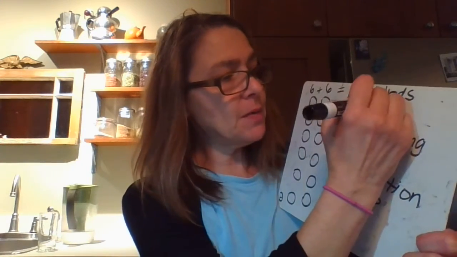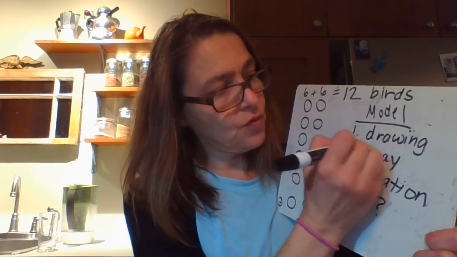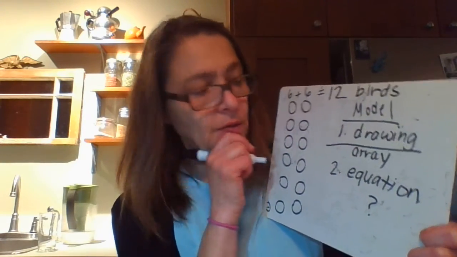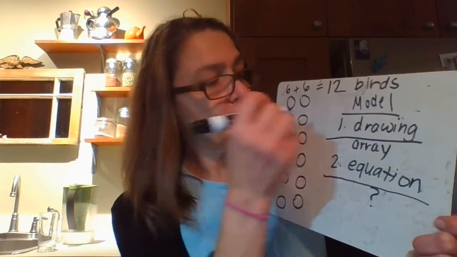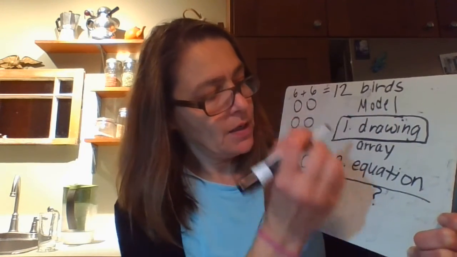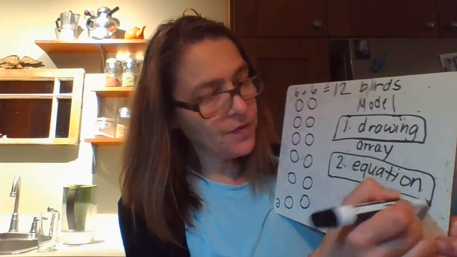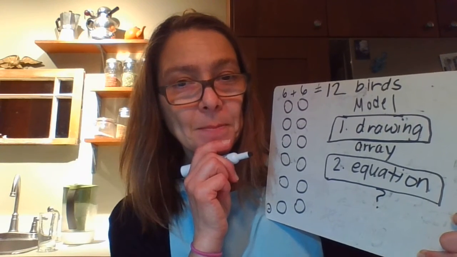So 2 steps to making a model. Step number 1, drawing representation. Step number 2, writing an equation. The drawing helps you visualize and gets your mind ready, and the equation helps you figure out what they're asking you to do. Okay, let's try one more.